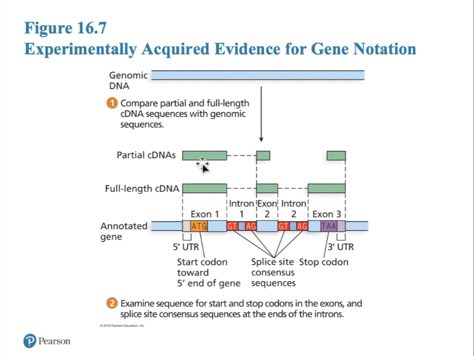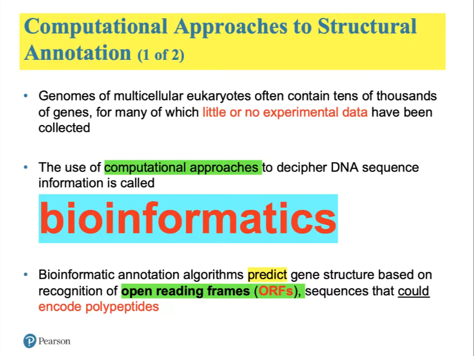So by using data from partial or full-length cDNAs, we can come up with this annotation here, where we see the untranscribed region, the start codon, the location of intron-exon boundaries, and the 3' untranslated region, as well as the stop codon. These approaches are very successful when computers are brought into the picture. Once you combine biology with computational power, you come to the field of bioinformatics.